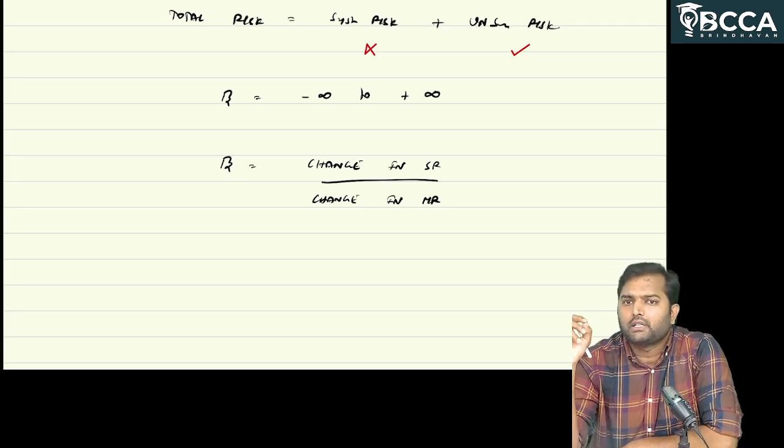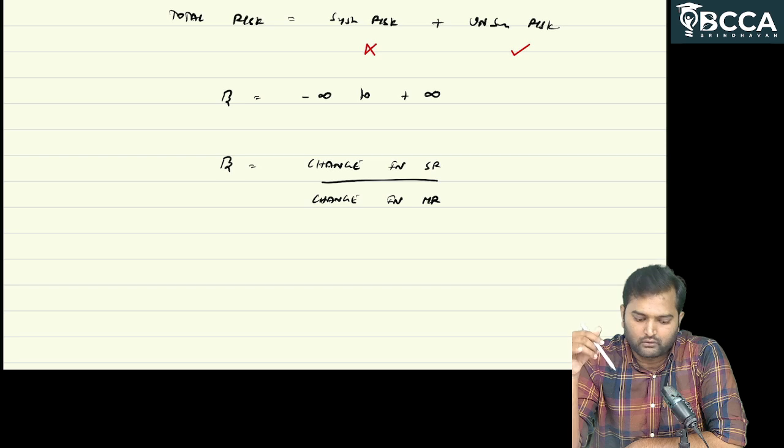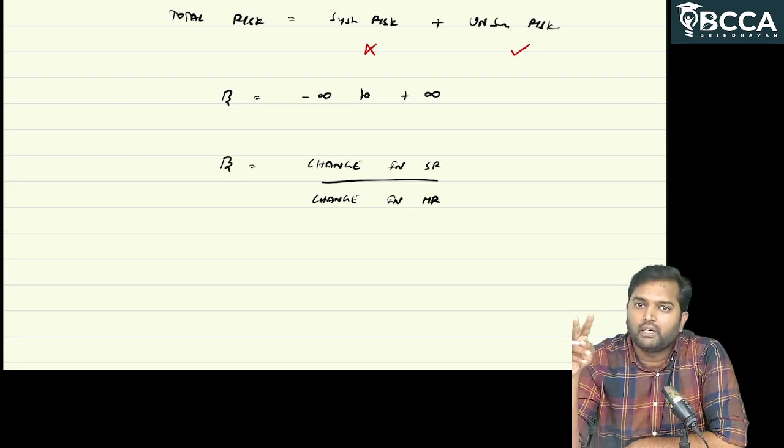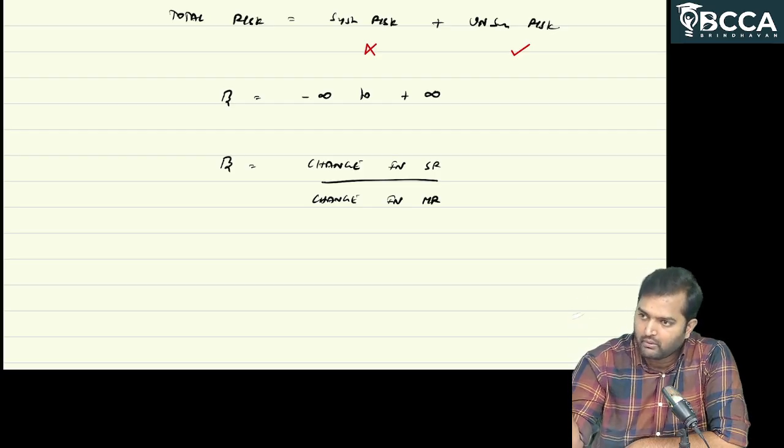Only when 2 periods data is given, then we use the formula change in security return divided by change in market return. Like in question number 29 or 28, aggressive stock, defensive stock. In main question number 30, aggressive stock, defensive stock, only 2 periods data is given. In that case, how do we get beta? Beta is equal to change in security return divided by change in market return.